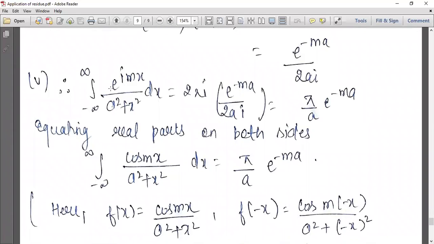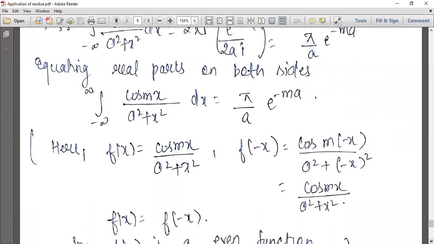Now here again e raised to the power imx is cos mx plus iota sine mx. So equating the real part and the imaginary part, I will put the real part equal to the corresponding value. So I will be left with the integral from minus infinity to infinity of cos mx divided by a square plus x square dx equal to pi by a e raised to the power minus ma. Now, in the question, we have to take our limits as 0 to infinity.